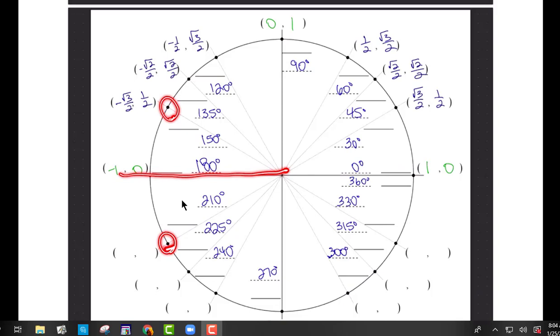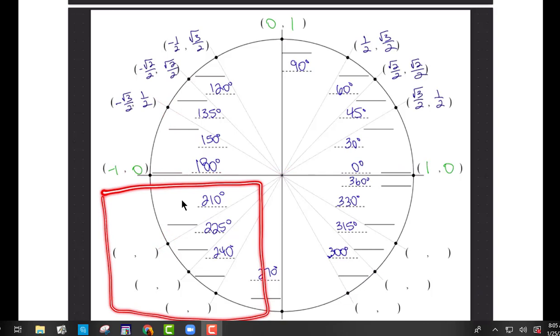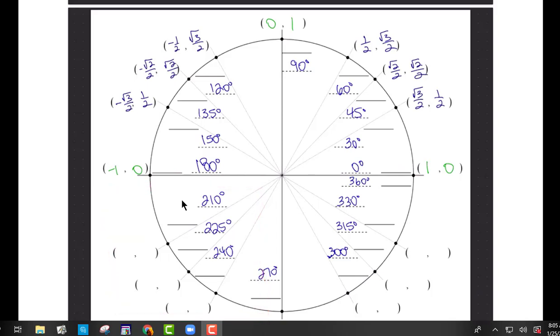And if I'm in my third quadrant, we just have to think about this. Are my x's going to be positive or negative? Negative. Are my y's going to be positive or negative? Negative, right? And then the same thing for my fourth quadrant. In my fourth quadrant, my x is going to be positive and my y is going to be negative.